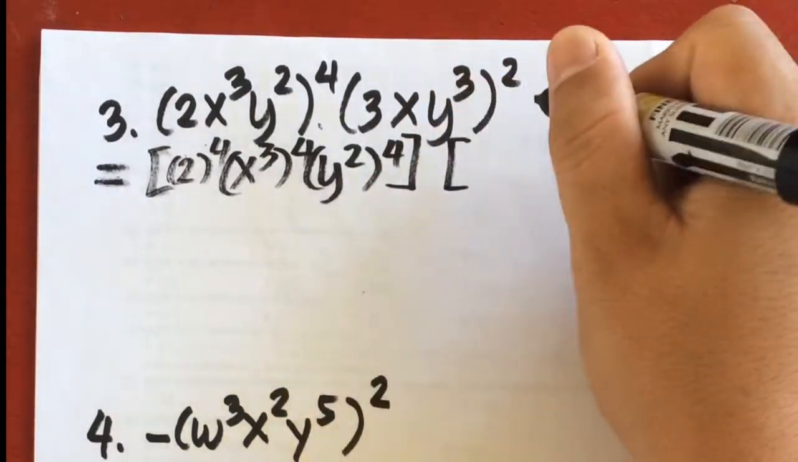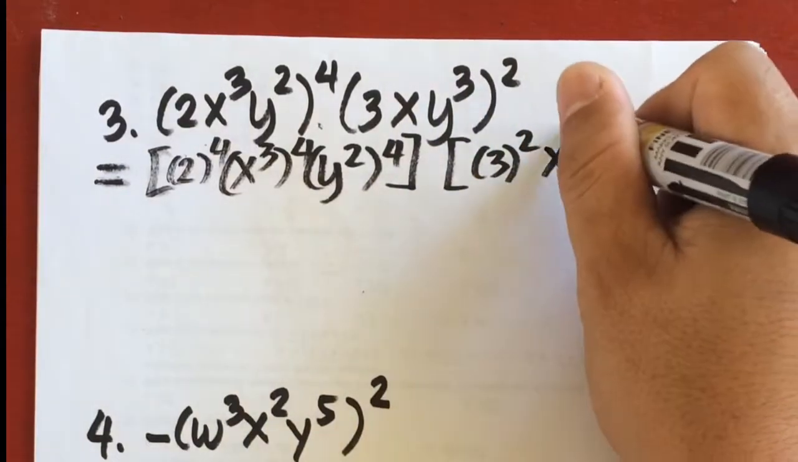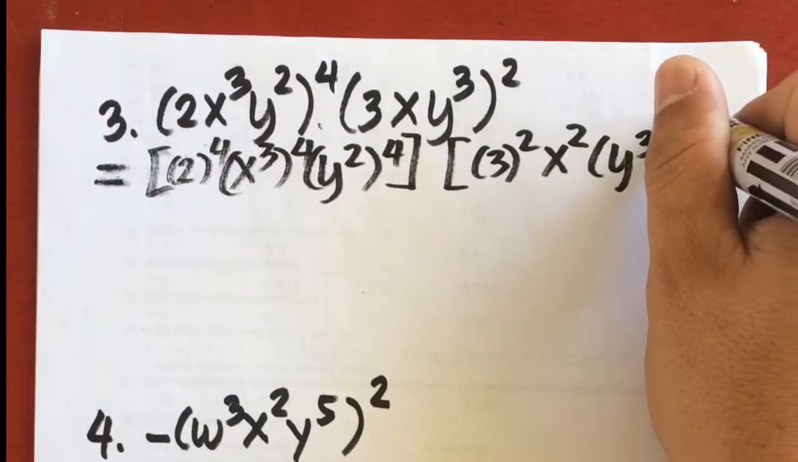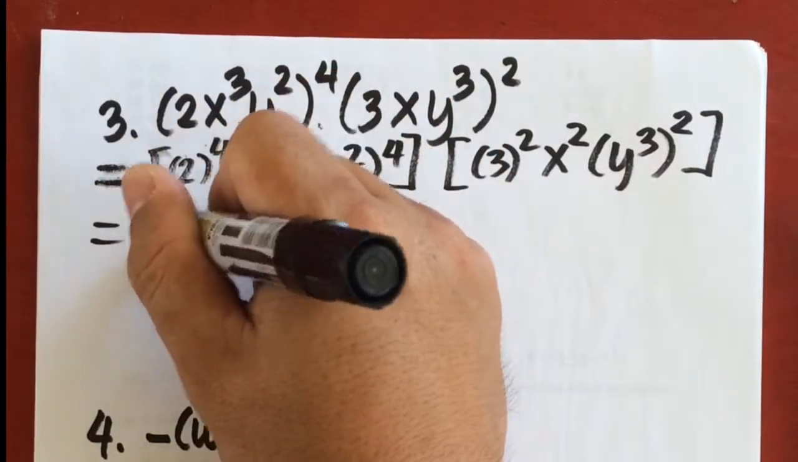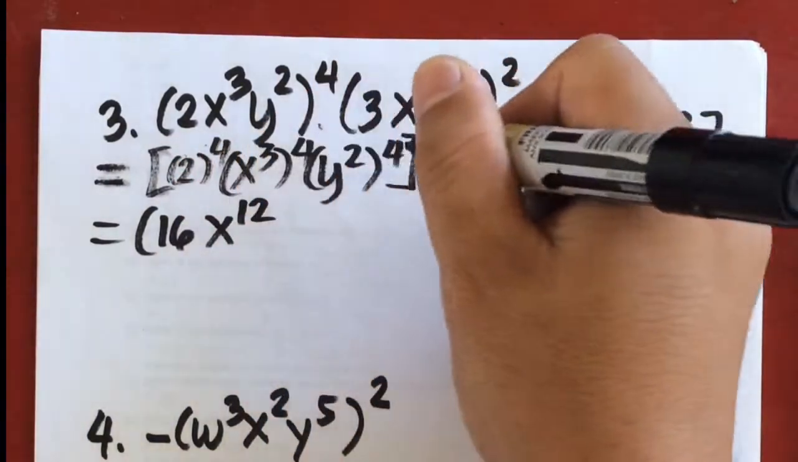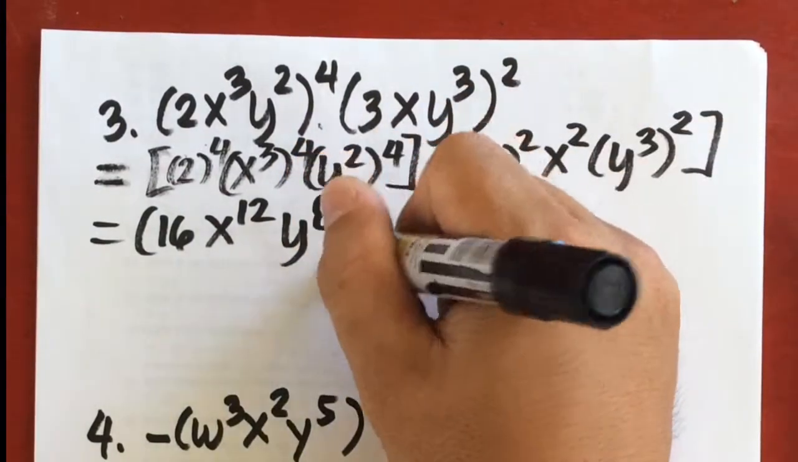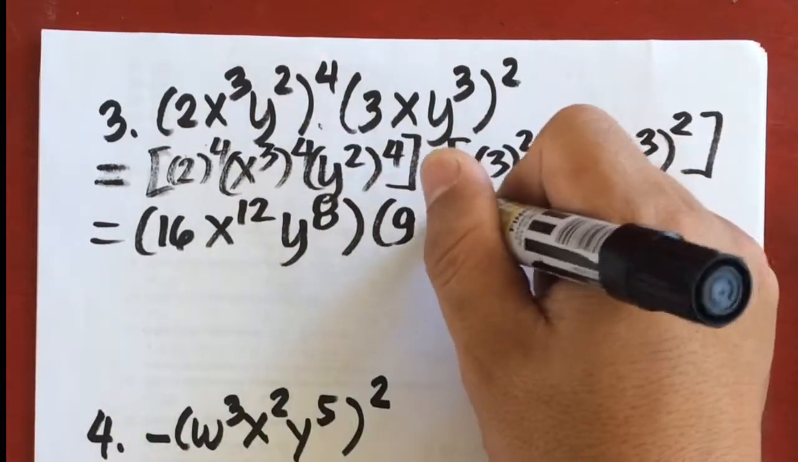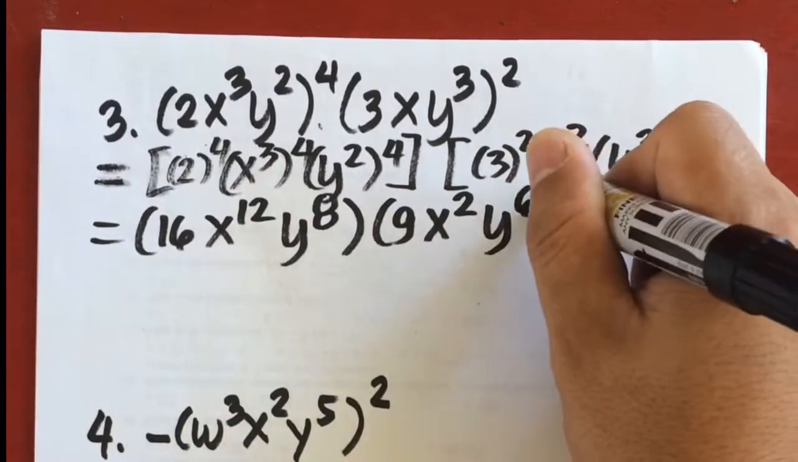Multiplied to 3 squared. Second factor is x squared, then y cubed, and you're going to square this one. So 2 to the power of 4 is 16. X cubed to the power of 4 is x to the power of 12. Then y squared to the power of 4 is y to the power of 8. This will be multiplied to 3 squared, 9, then x squared, and y cubed squared is y to the power of 6.